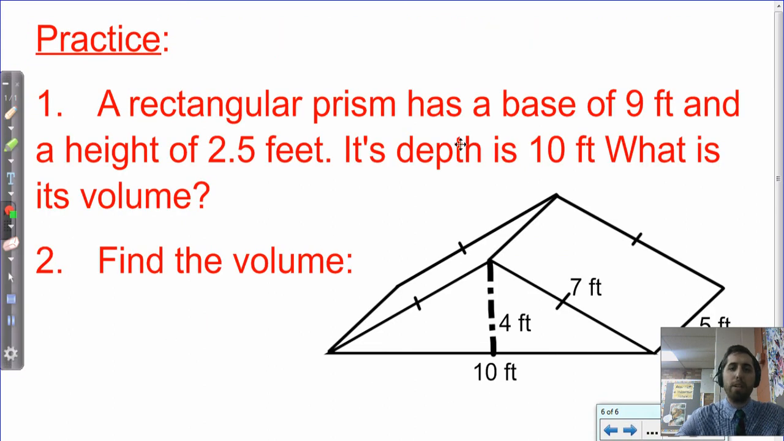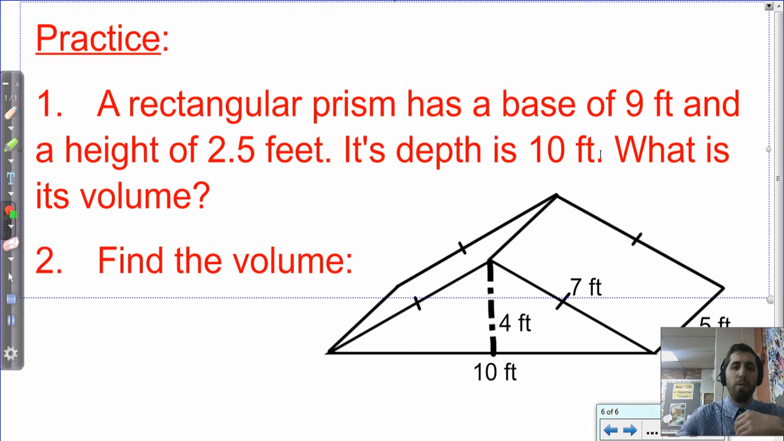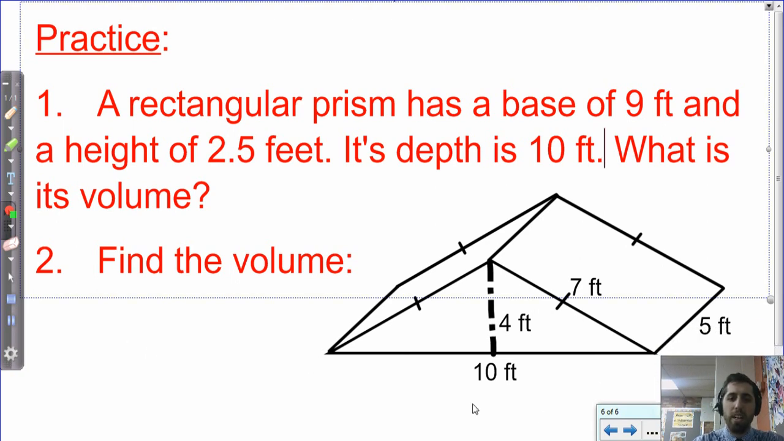So I'm going to leave you with some practice problems to do on your own. The first says a rectangular prism has a base of 9 feet and a height of 2.5 feet. Its depth is 10 feet. What is its volume? And then finally, I'm asking you to find the volume of this triangular prism.